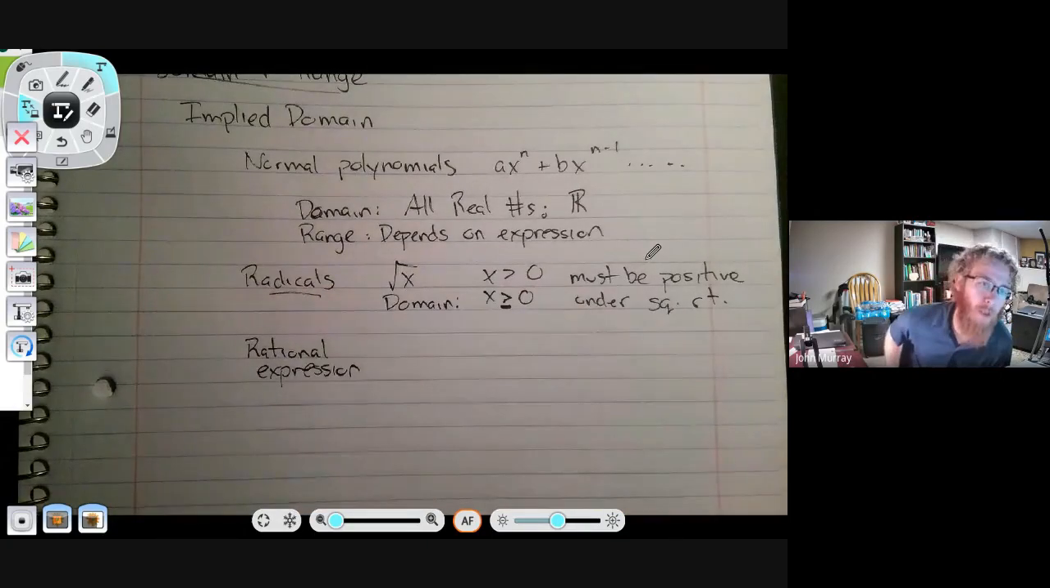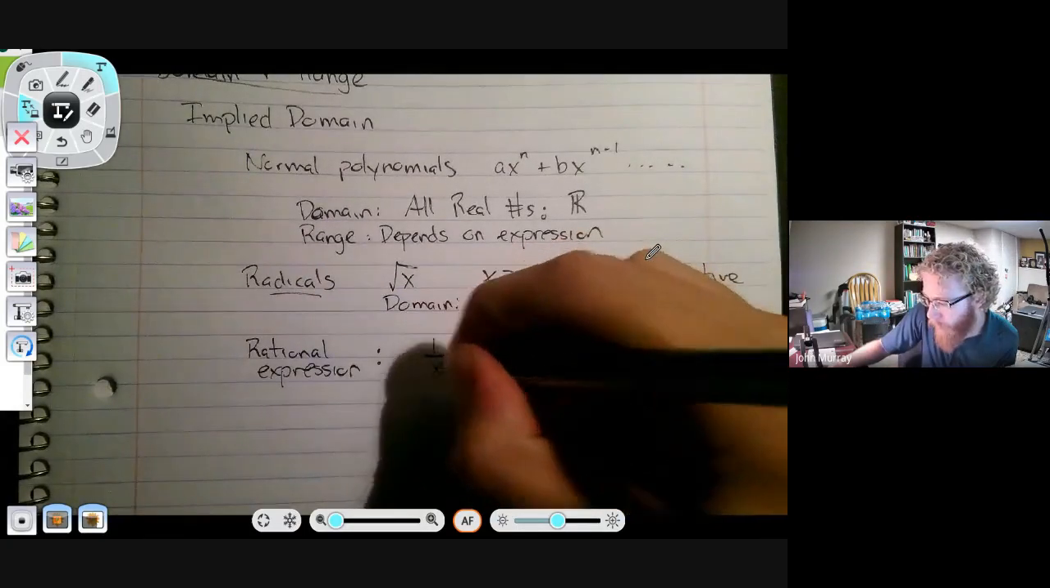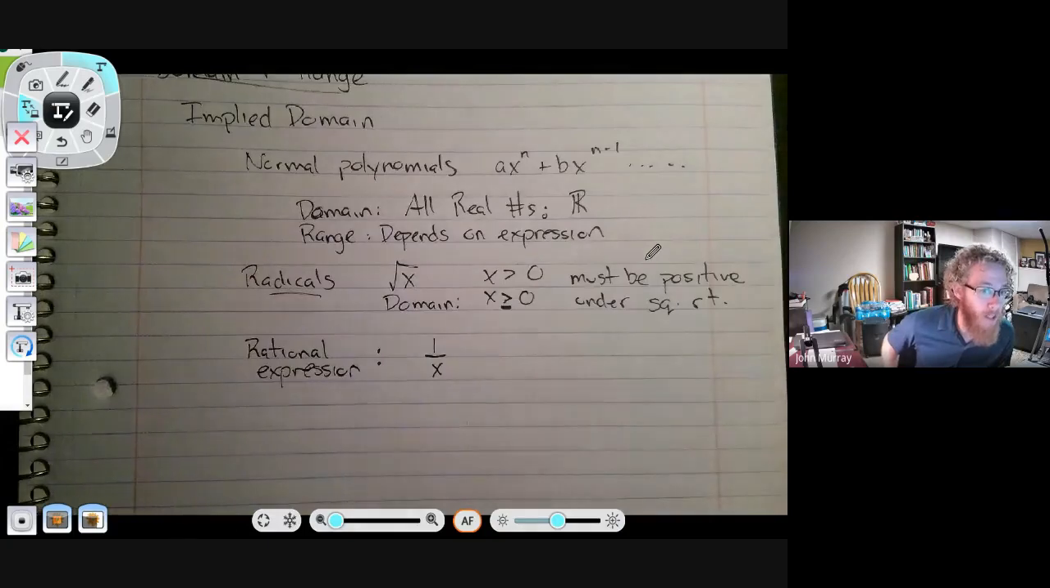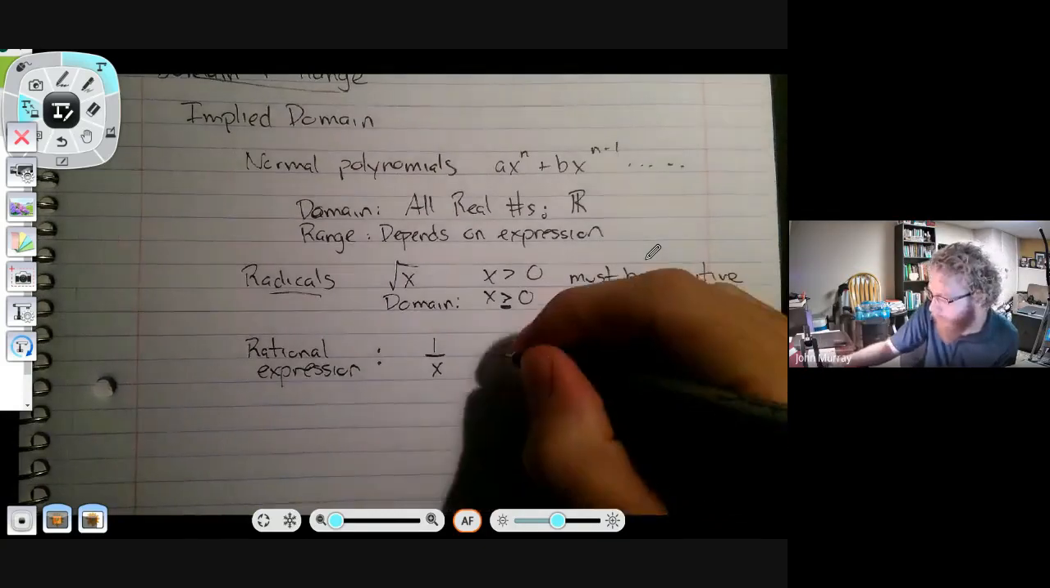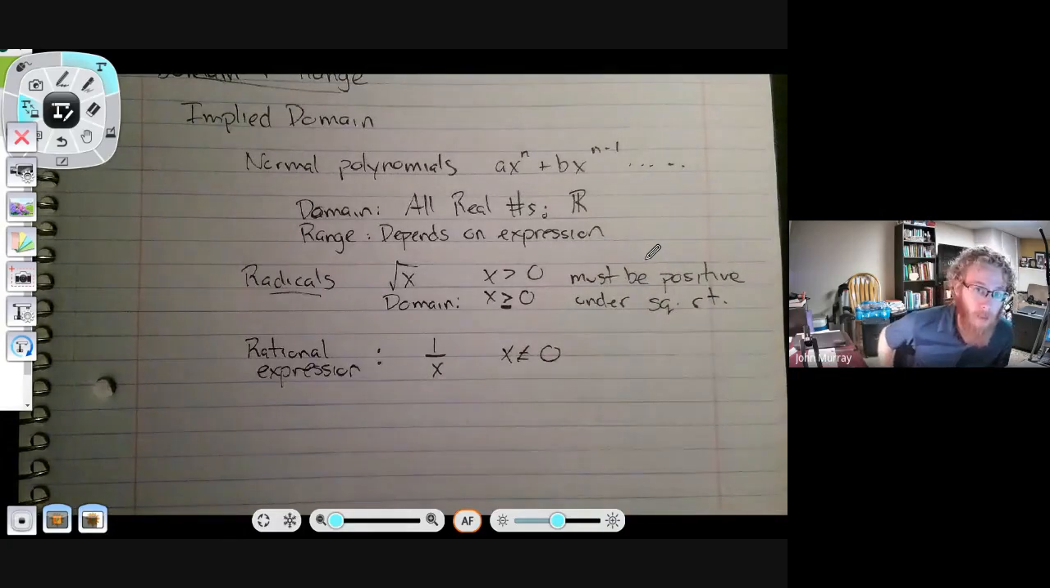Another instance where we have to be careful is when we have a rational expression. A rational expression is when we have a fraction and a variable in the denominator. What's our rule? What can we never divide by? 0. So here it's just one number we have to worry about: x can't equal 0.